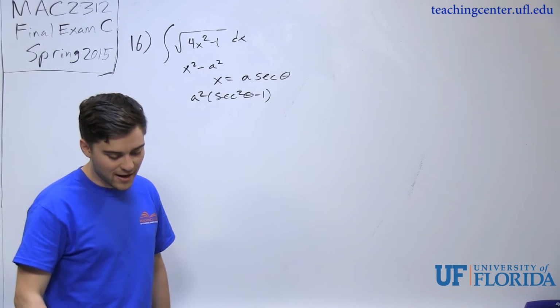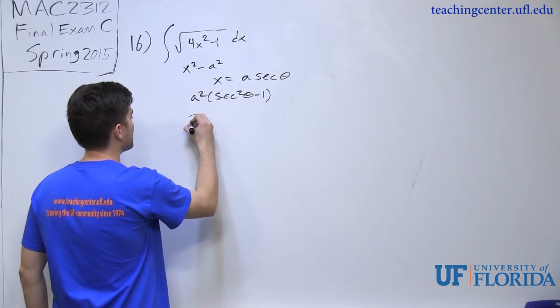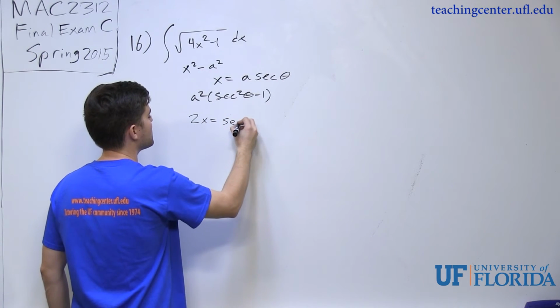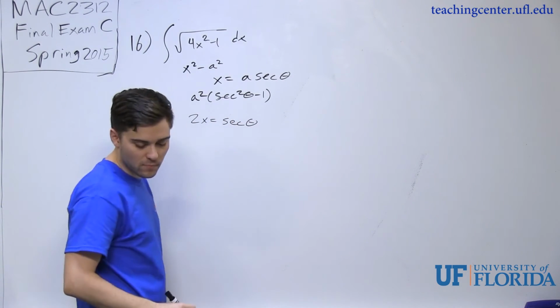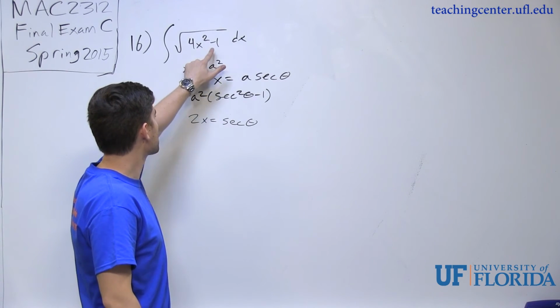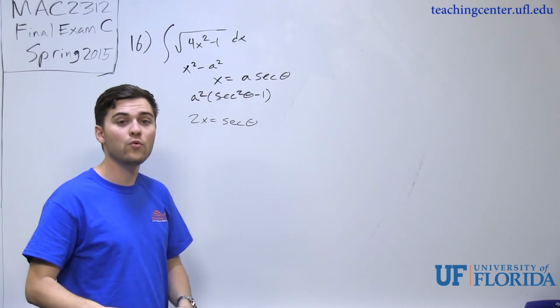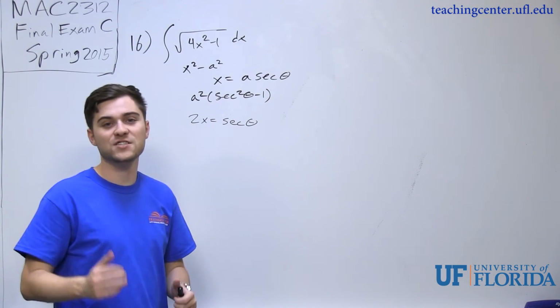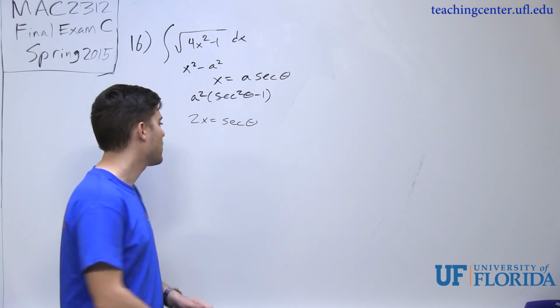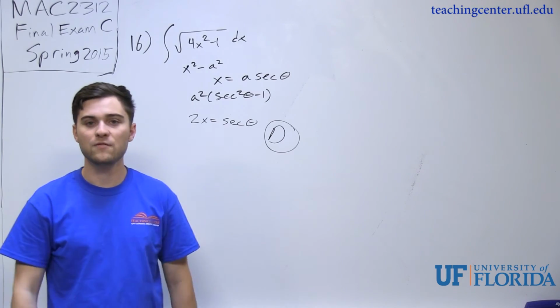So now, if I look at my answers, the only one that has secant is letter D. Letter D says that 2x should be equal to secant theta. So when I actually plug that in, I could end up getting secant squared minus 1, which reduces to tangent squared. I could take the square root of tangent squared by itself and just get tangent, and I can integrate it from there. So the answer in this case, letter D. That is the best option for integrating this.